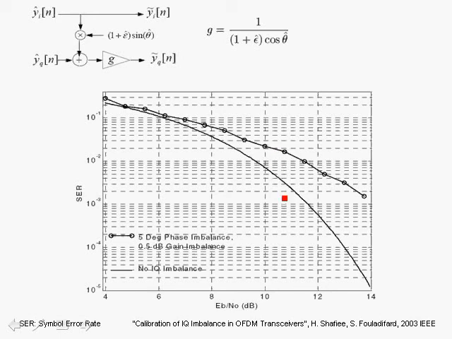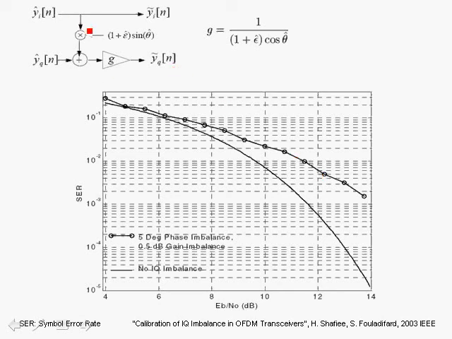And obviously you see that as the signal to noise ratio goes up, whereas the symbol error should continue to go down, we get a situation where there's a big difference in performance due to IQ imbalance. So it is clear that IQ imbalance has to be compensated for.